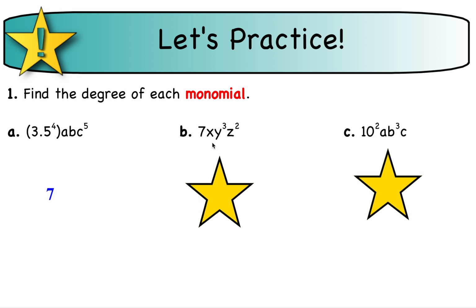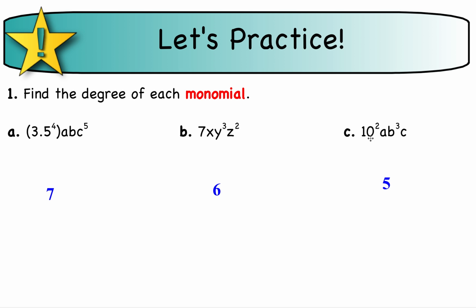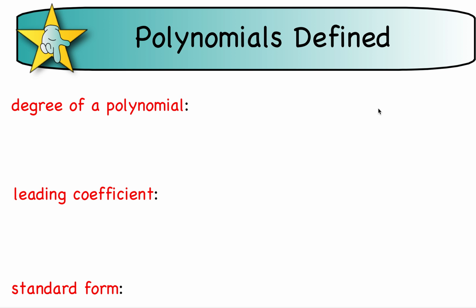For letter B, we have an exponent of 1 for x, 3 for y, and 2 for z. So that gives us 6. And in letter C, we have a 1 for C, a 3 for B, and a 1 for A. So that gives us 5. Remember, we don't add the exponents for any constants or number terms.